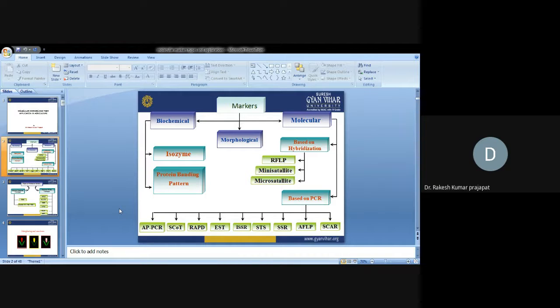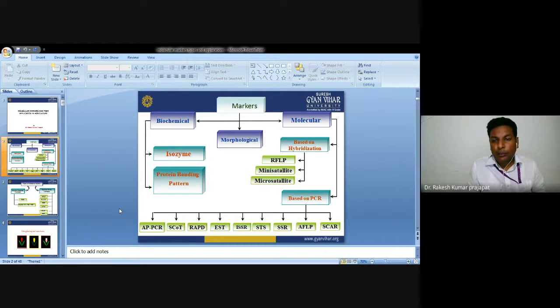Similarly, molecular markers. Later on, when PCR and molecular techniques were discovered, molecular markers came into the picture. The characterization of RNA, DNA, and proteins led to the development of these molecular markers. These molecular markers generally use recent advanced molecular techniques.